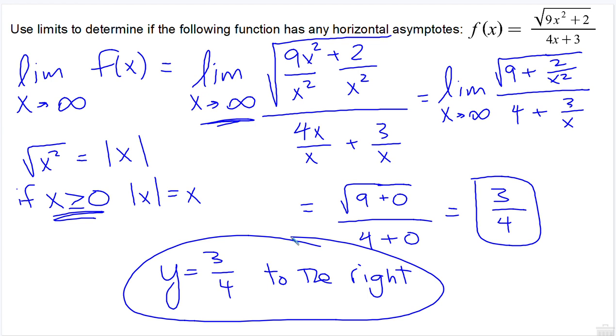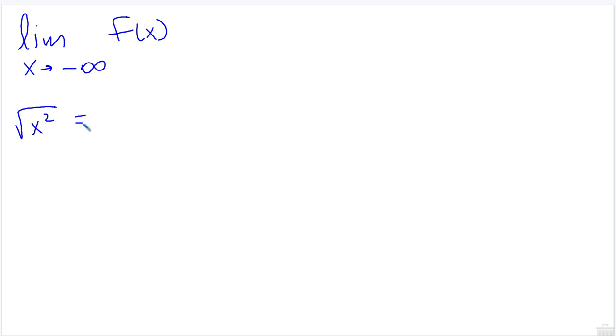Okay? Now let's see what happens if we try to do a limit as x approaches negative infinity of f of x. Well, for this one, it's still the same function. It's still 9x squared plus 2 inside of a square root over 4x plus 3. And I'd still like to divide everything by the square root of x squared, which was the absolute value of x. But this time, x is now less than 0.